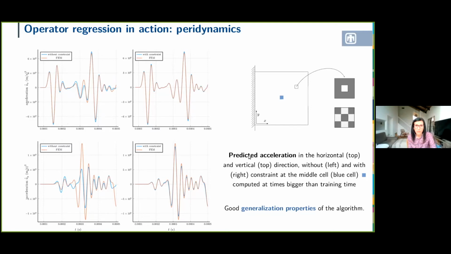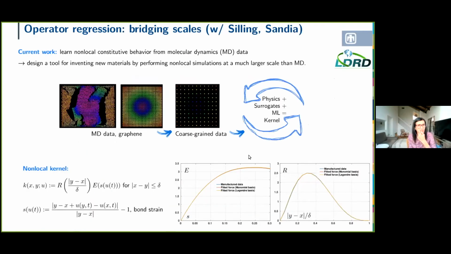Now, this is our current work. What I mentioned earlier was that this method is going to be used to learn constitutive behavior. So one of the current lab funded projects includes starting from molecular dynamics data. So now our high fidelity simulations will be given by noisy molecular dynamics data. And starting from these, we're going to learn the optimal corresponding non-local kernel. This is very important because it creates a bridge between scales.